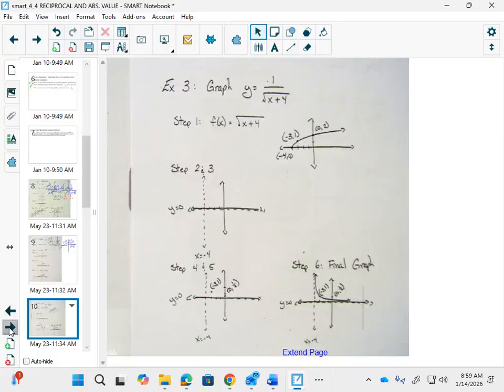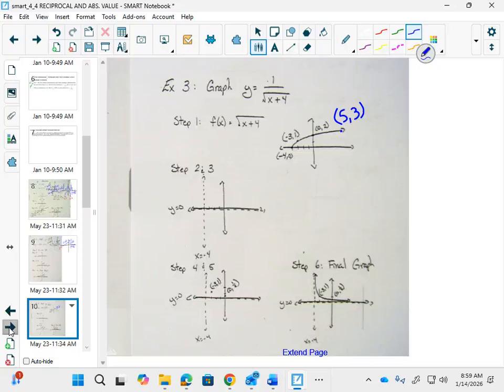Square root of x plus 4. Does it make sense? That's just a square root graph moved 4 to the left. If I want to label points on my square root graph, I've got 3 here labeled already. I could even label another one. What would be easy to label? 5, right? You plug in 5. Square root of 9 is 3. You get 5 comma 3.